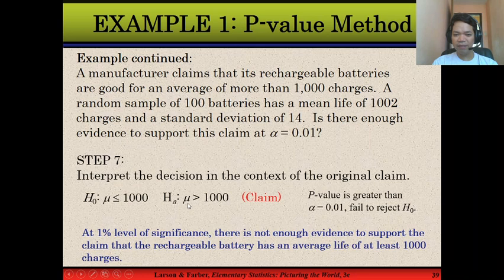Okay? At dahil siya nga ay mali, based on your statistical hypothesis testing, dahil in-accept mo yung null hypothesis, so at 1% level of significance, there is not enough evidence to support the claim. Dapat siya ay not enough evidence to support. Kasi lumabas sa iyong statistical analysis na tama yung null hypothesis at mali yung claim niya. Okay? So that will be all for example number 1. P-value method. Lagi lang natin kino-compare yung p-value sa alpha level to make the decision.